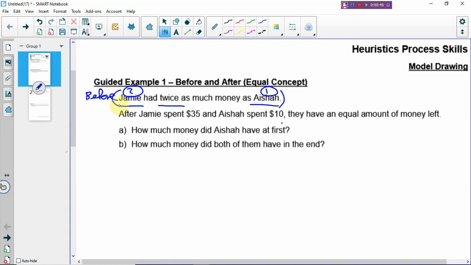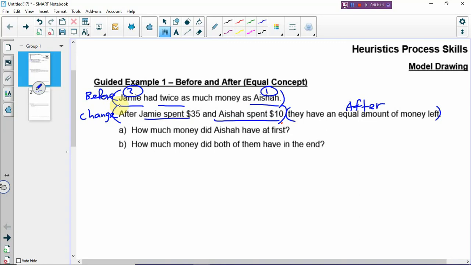And then there is a change or something happened, right? Jamie spent $35 and Aisha spent $10. So this is the change, or you call it the action that's taking place. Then they have an equal amount of money left. That will be the leftover, the after, right? In the end, how much they have in the end. So I will call it the after. So this is your before and after problem. That's how you recognize.